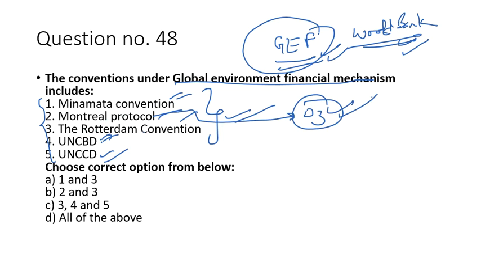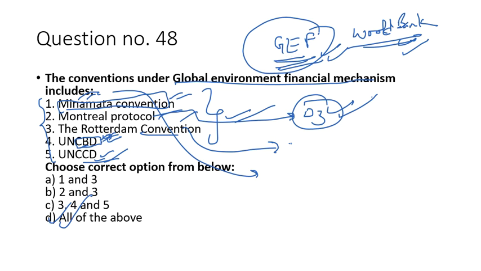And this Rotterdam Convention is against hazardous chemicals. Convention on Biological Diversity is about preserving biological diversity across the globe, and combating desertification is the fifth one. So these all five are correct. Okay, this Minamata Convention is for preventing mercury pollution, right? So these all five are correct. This GEF is the financial mechanism for all five conventions. So the answer will be D.